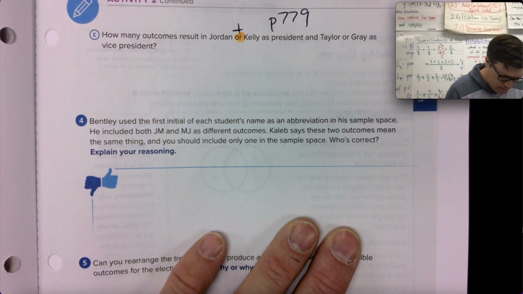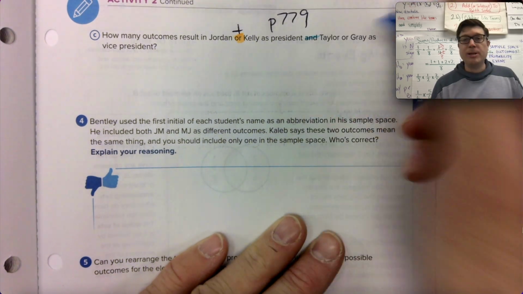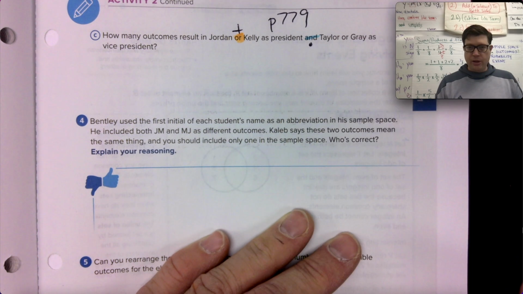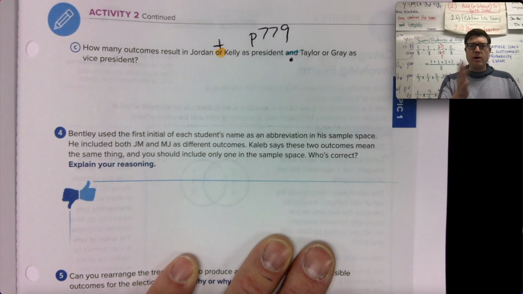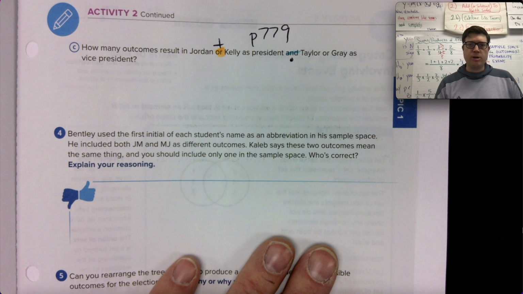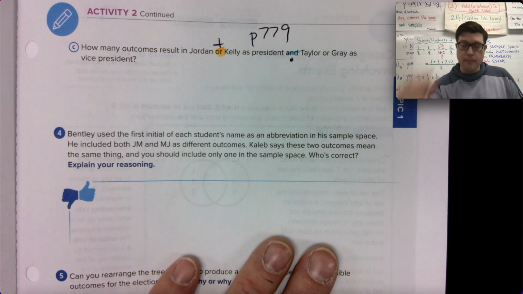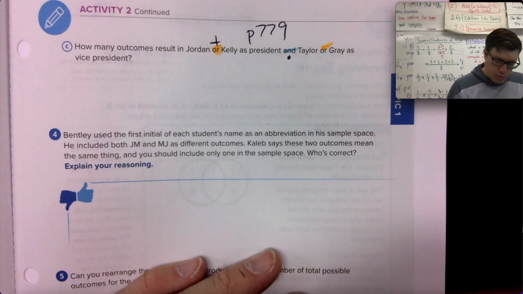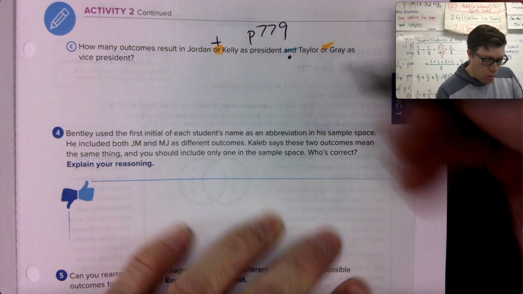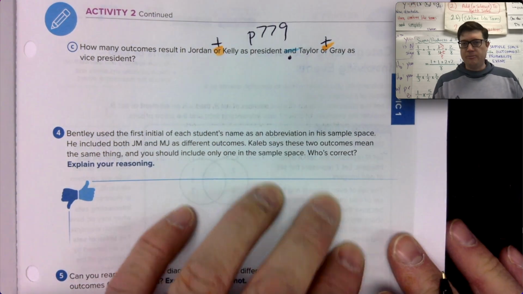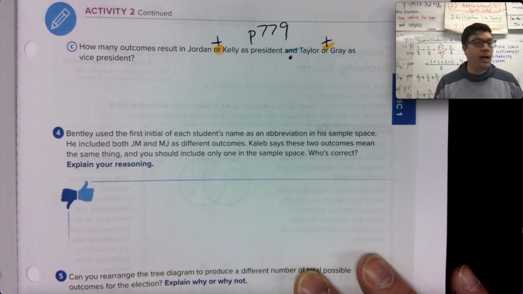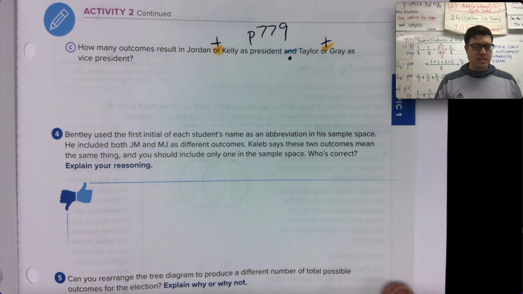And is a multiplication problem. It's a combination of the two together. So we want a scenario of Jordan or Kelly as presidents, and, which means combined with, Taylor or Gray. So the word or comes into play. Or is an add sort of mathematical principle. How many outcomes result in Jordan or Kelly as presidents and Taylor or Gray as vice presidents?